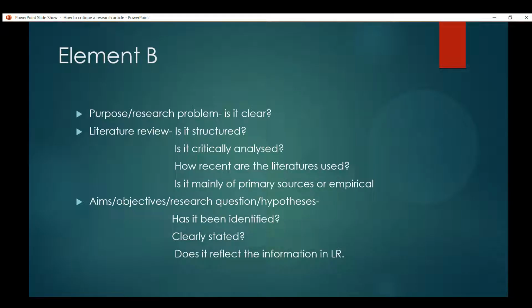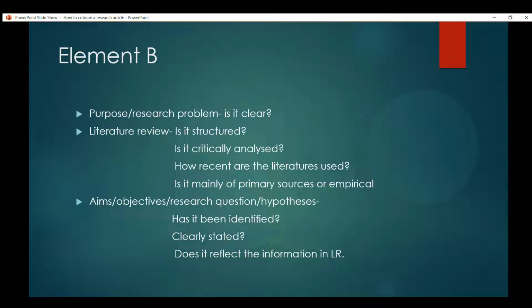You need to understand that if the problem was clearly stated, then the literature review part of it, you also have to check that to see if it was well structured. Do you get? I have a recent video on how to conduct a literature review. If you're interested, it's quite detailed, so you can check it out. So this literature review, was it well structured? And was it critically analyzed? These are important things that you have to look out for.